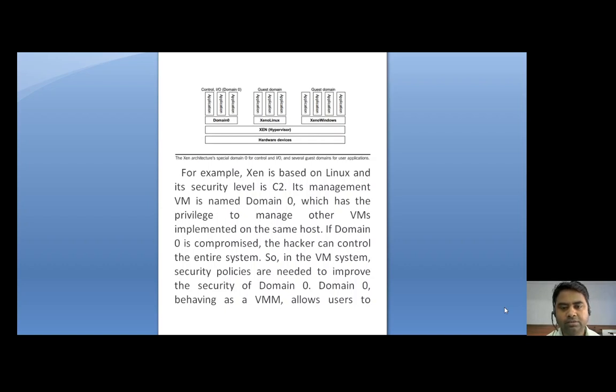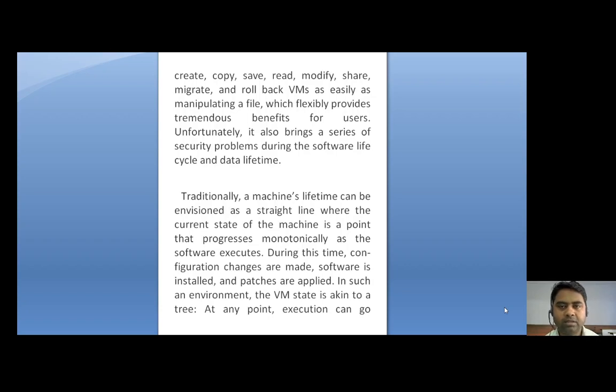If domain 0 is compromised, the hacker can control the entire system. So in the virtual machine system, security policies are needed to improve the security of domain 0. Domain 0, behaving as a VMM, allows users to create, copy, save, read, modify, share, migrate, and roll back virtual machines as easily as manipulating a file, which flexibly provides tremendous benefit for users.